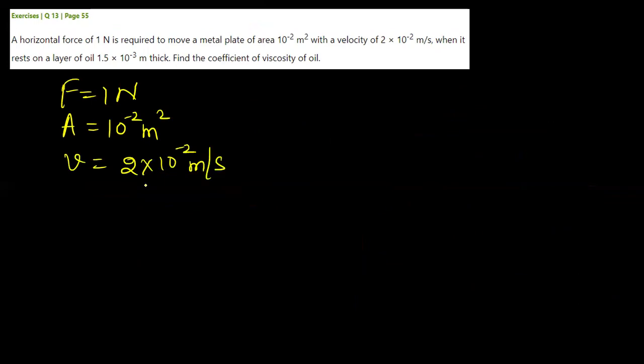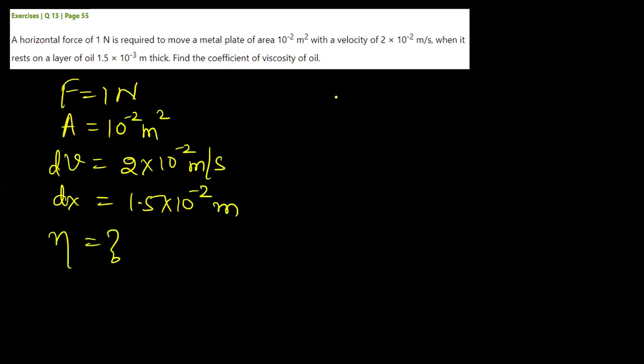Next, a horizontal force of 1 Newton. Again, F is given to you as 1 Newton, required to move a metal plate of area 10 raised to minus 2 meter square with velocity 2 into 10 raised to minus 2 meter per second, when it rests on a layer of oil. The thickness is given as 1.5 into 10 raised to minus 2. I will write thickness as dx meter. Find the coefficient of viscosity.